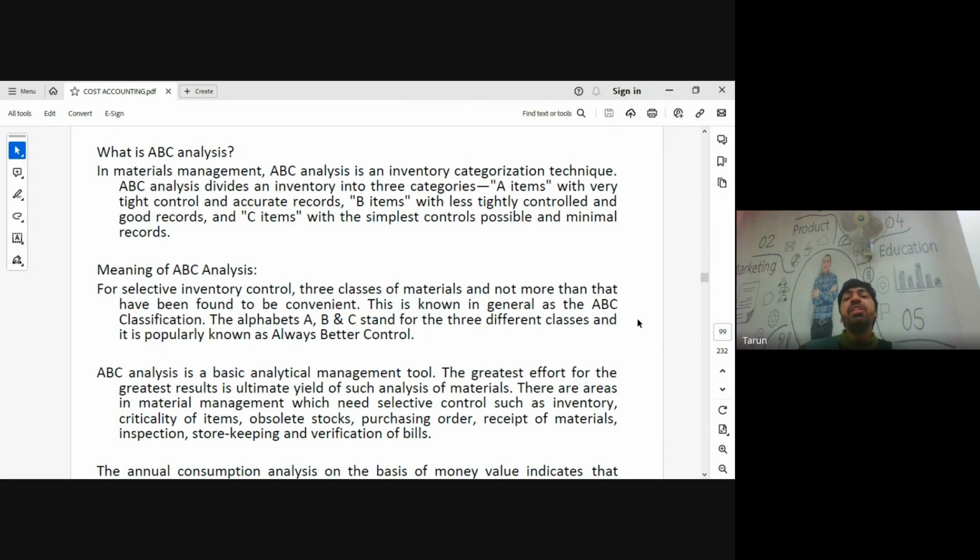So when we talk about ABC, it is called ABC classification. The alphabets ABC stand for three different classes, and always better control techniques. So whenever items come from the departments or any order by the organization, the classification technique will be put in process, and accordingly the classes of the material will be named.